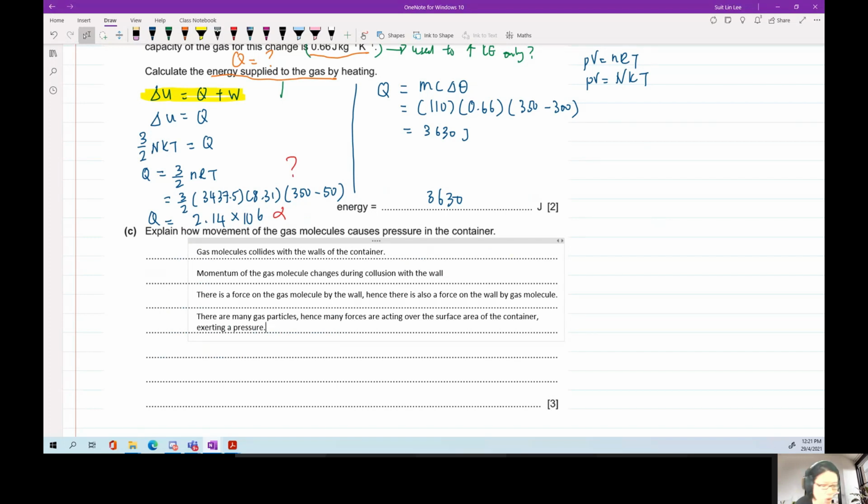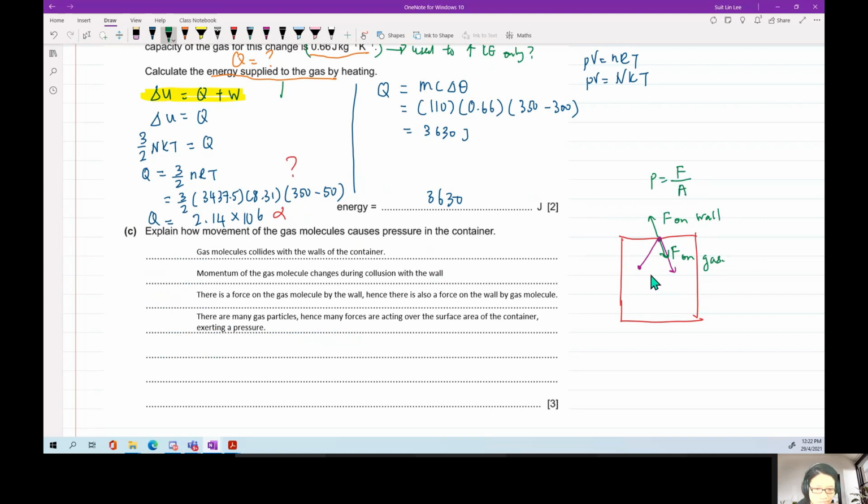There are 4 points here. 1 point is 1 mark. You can get up to 3. So gas molecule, imagine this is your box, right? The gas molecule will collide with the box. Whenever there is a collision, the gas molecule will experience a force causing it to change direction, meaning the wall will push the gas particle away. Force on gas. But from Newton's third law, there will be a force on the wall. And there are so many particles. So pressure is equal to force on the wall divided by area.